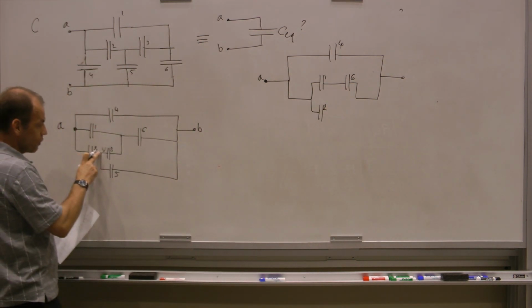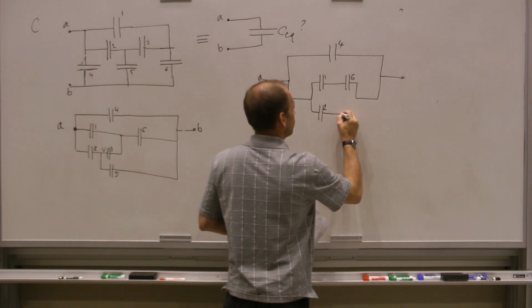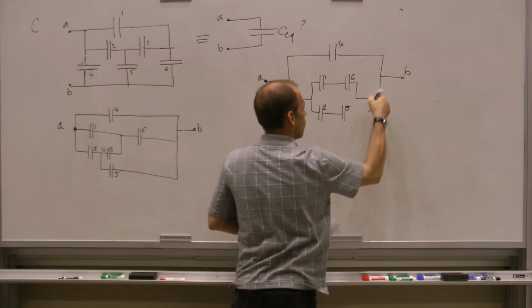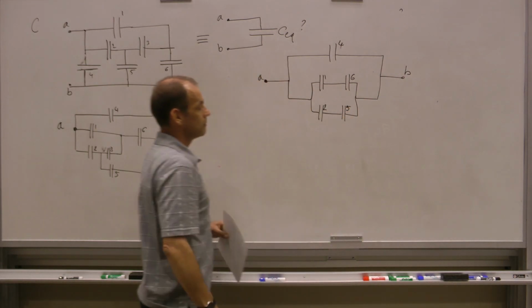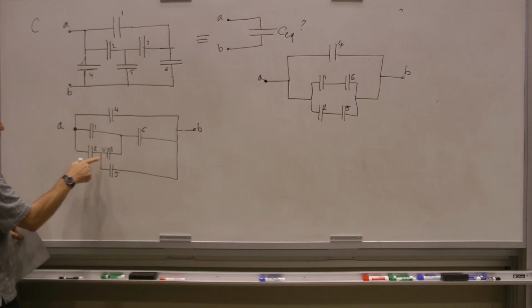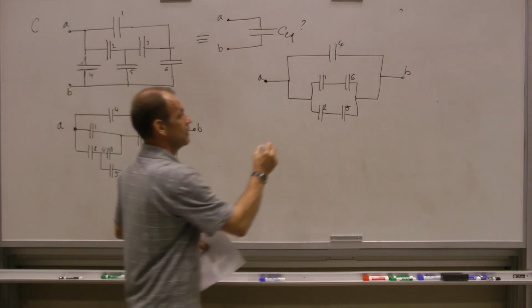From 2, I go to 5, back to B. So I go to 5 here, back to B, which is all this line, so I go back here. And the last one that I'm missing is 3. 3 connects between 2 and 5, 2 between 1 and 6. Here's 3.